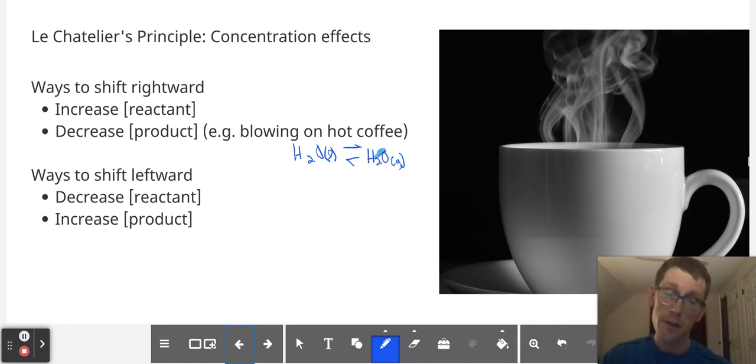Theoretically, you can really start noticing a decrease in the volume of your coffee if it stays hot and you keep blowing on it. On the other hand, if you decrease the concentration of a reactant or increase the concentration of a product, that will have the effect of shifting an equilibrium leftward.